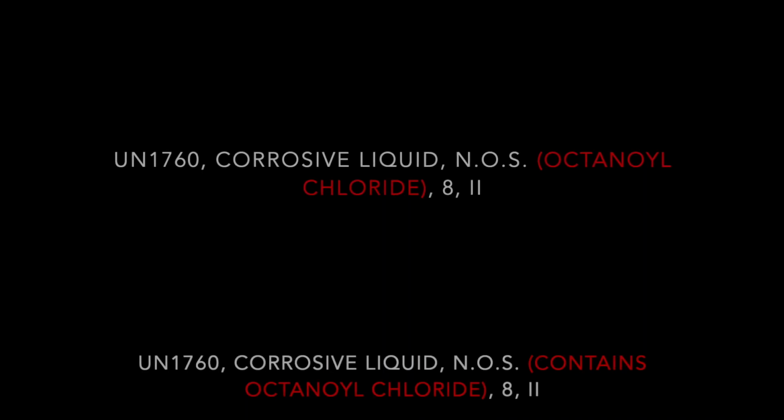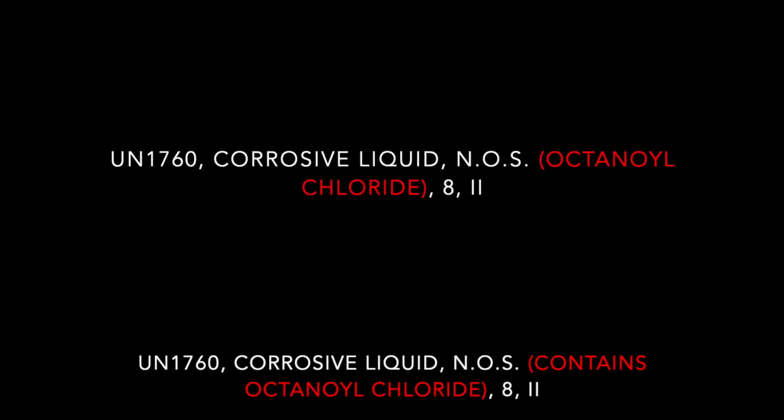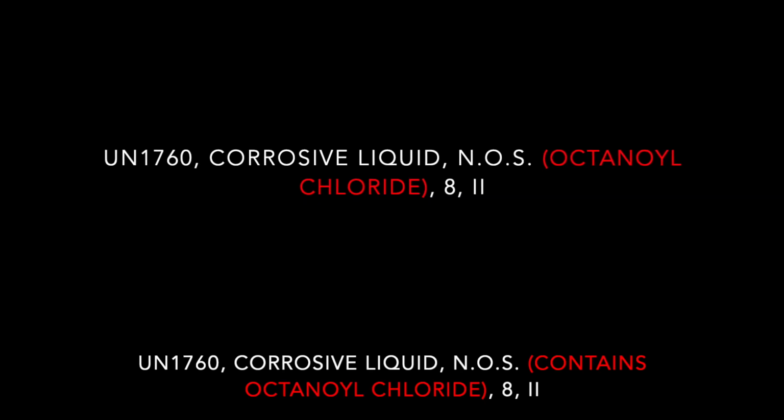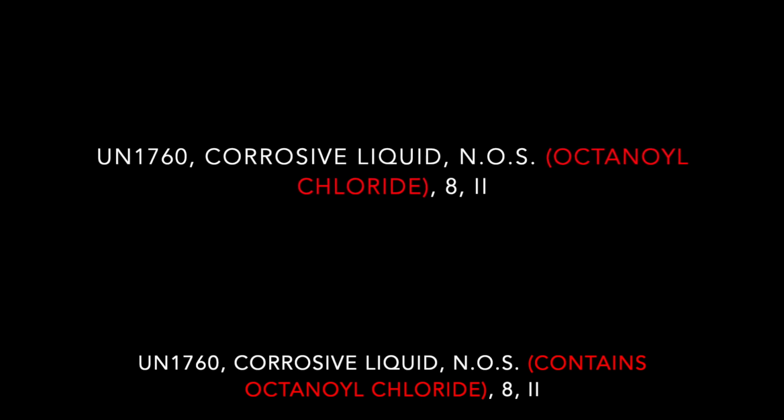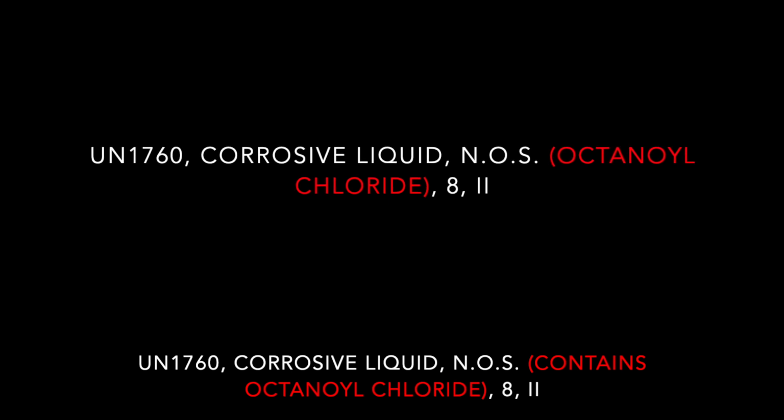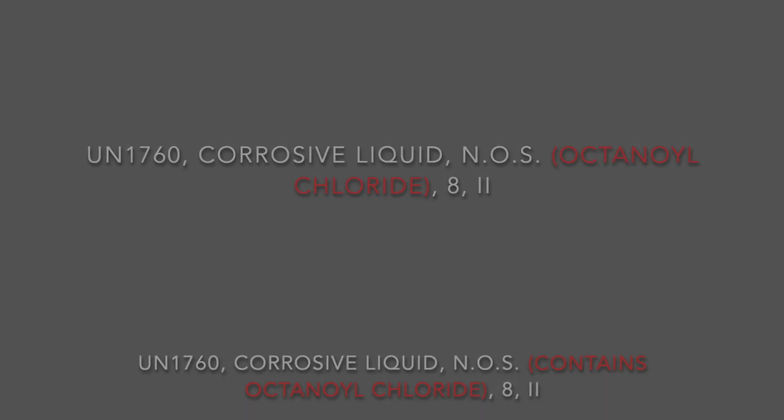G for generic hazmat. When this letter is there, there's a technical name that must be entered in parentheses near the basic description. I'm going to give an example here of UN 1760 corrosive liquid, NOS, which NOS stands for not otherwise specified, and then you can see in the parentheses it's going to have octanoyl chloride, or it could also be written as contains octanoyl chloride.